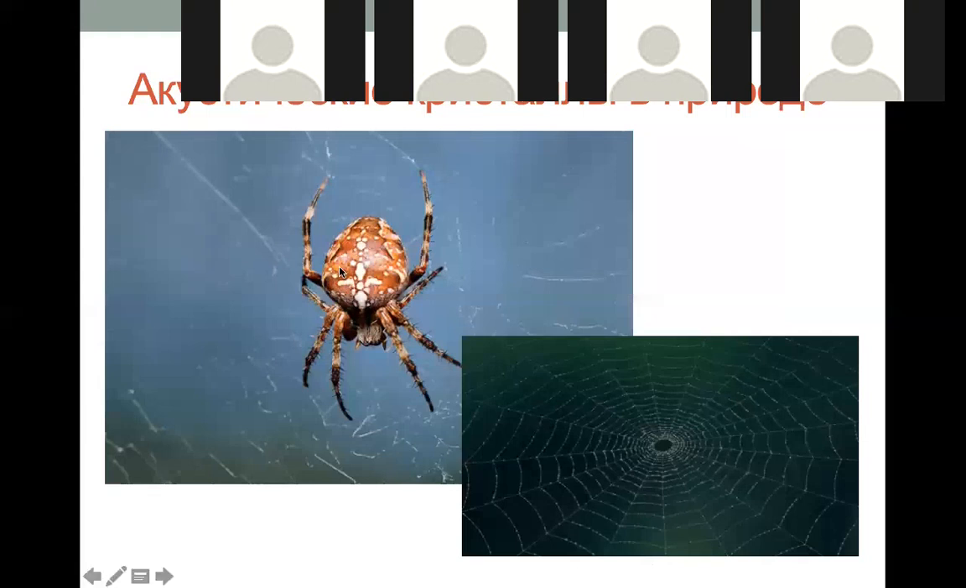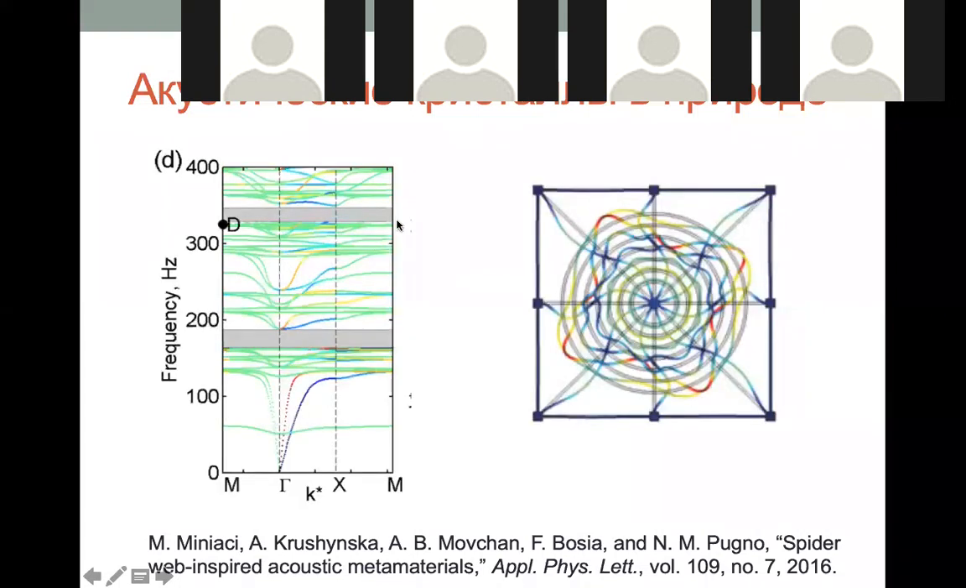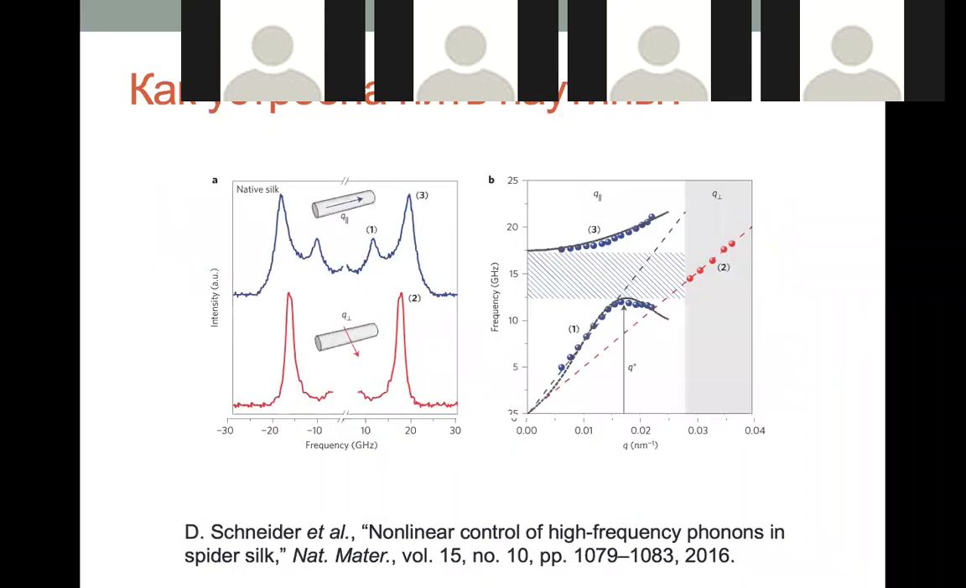Okay. Also, the thread of a spider net also has some periodic structure. And quite recently, several years ago, it was shown that the structure of the thread is also periodic, and this thread has some band gaps for sound. Scientists do not know why the spider needs this, but they can measure this band gap for sound in threads of spiders.